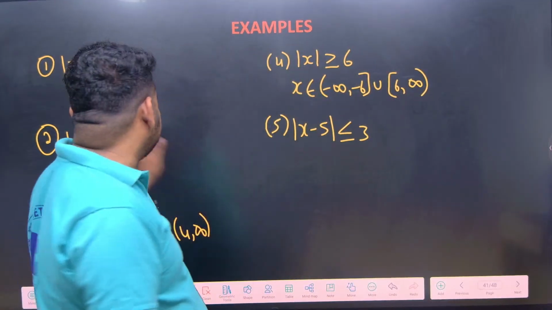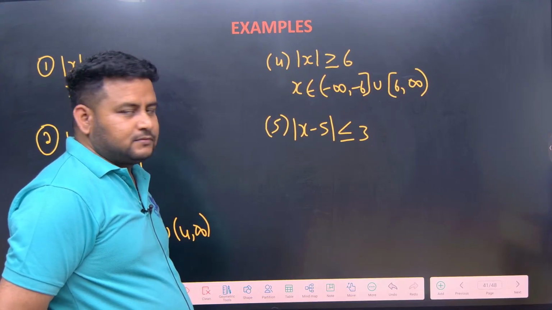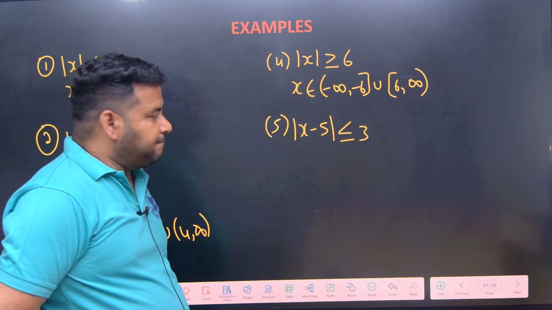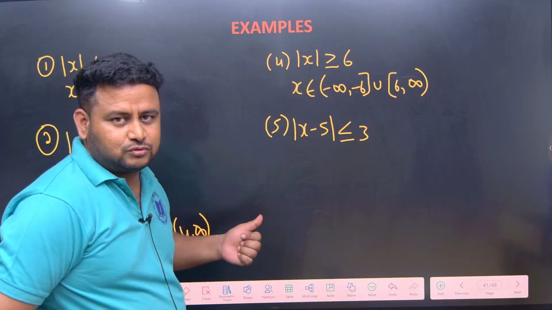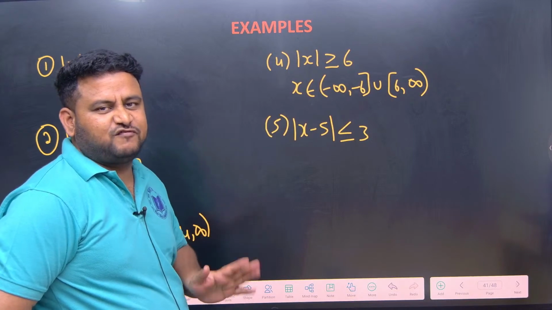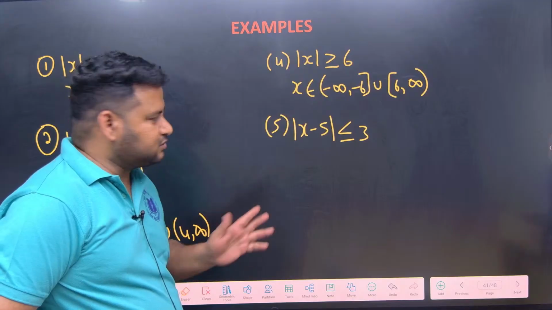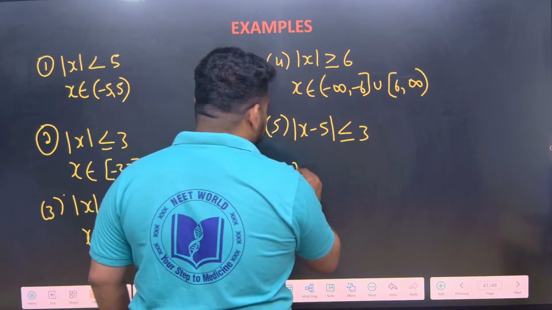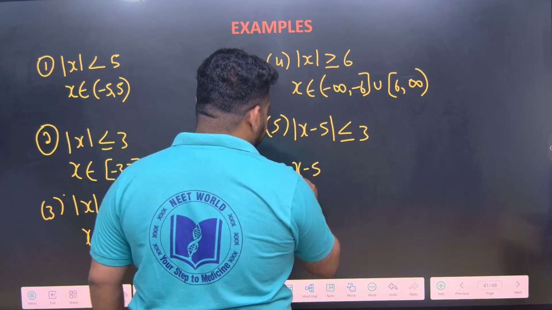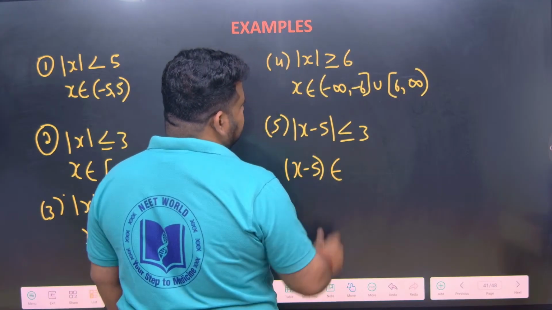Now look at this. Till now x was given. Now they are giving mod of x minus 5. But you have to find where x belongs to. The domain you are going to find is for x, not for x minus 5. So for finding x, first of all we should find for x minus 5. x minus 5 belongs to, it is less than or equal to 3, right?